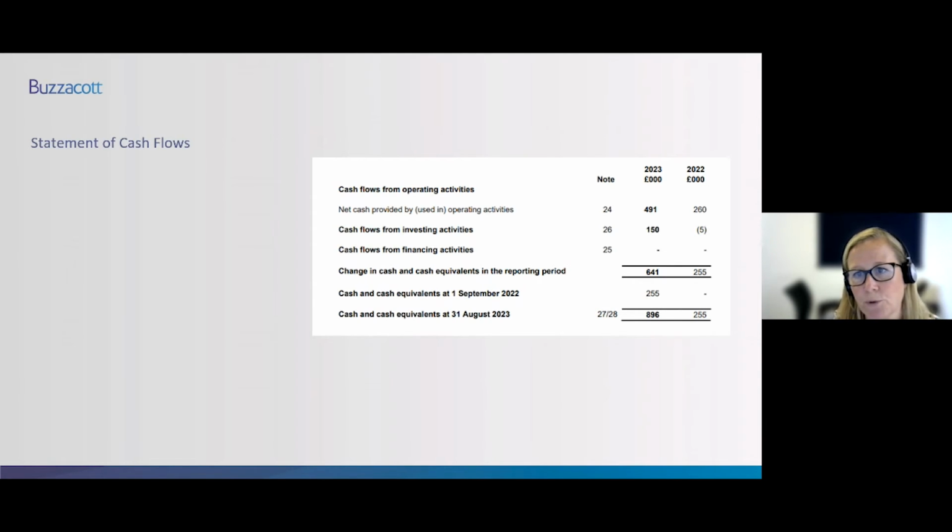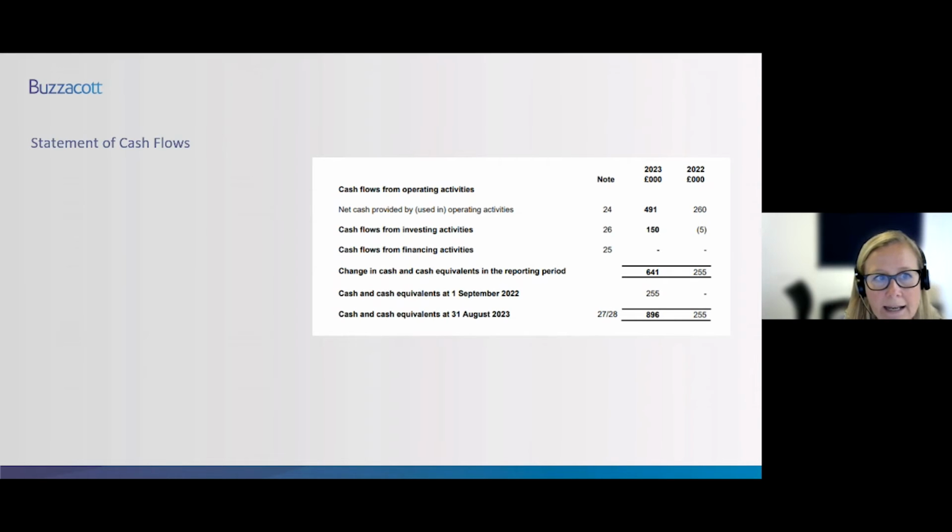The note that supports that 150, note 26, isn't included in the slides, but if you take a look at Coketown, you will see that it relates to capital funding of 150,000 that was received in the year but won't be spent until the following year, and therefore is still sitting in cash rather than fixed assets.